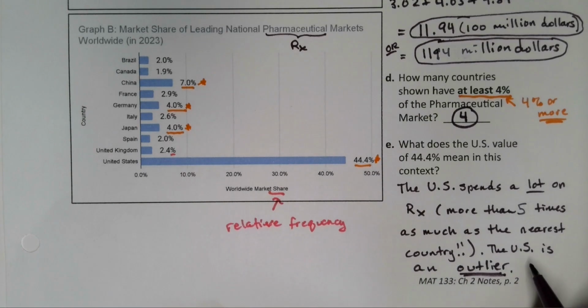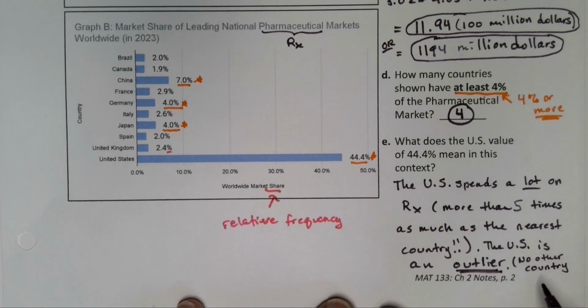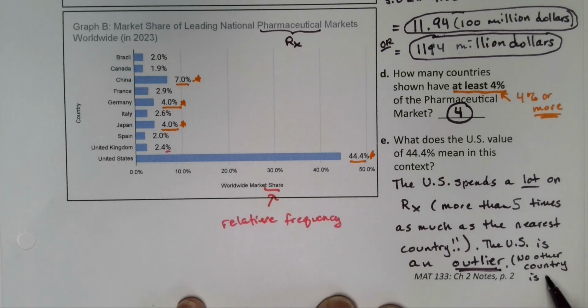So an outlier means no country is close to us. That's what you can take it to mean right now. We'll get a more formal definition later on in chapter 3. But for right now, we lie far out from the rest, hence outlier. We lie far out from the rest of the world.